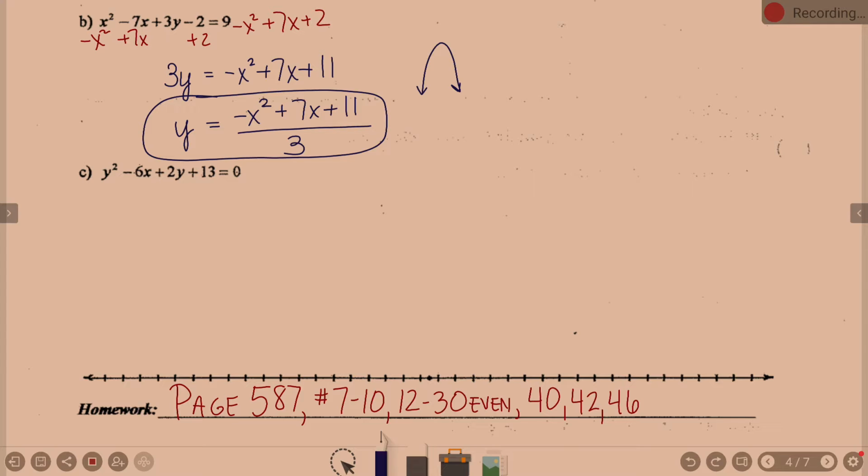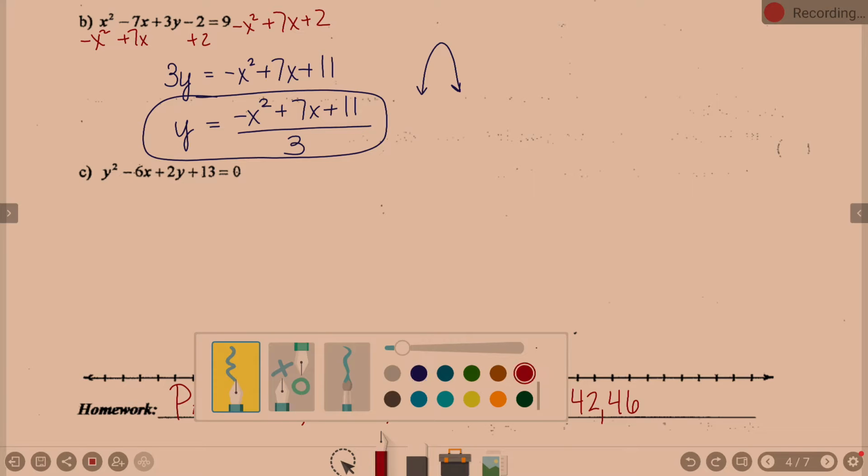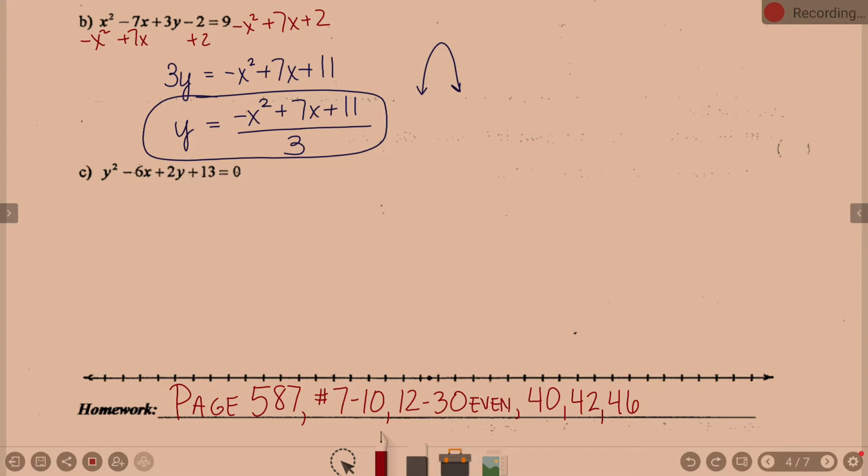Okay? I want to look at C. So if you can catch up with me real quick so we can look at C. And the reason I want to look at C, what do you notice in terms of y terms? There's 2 of them, but they're not both y terms. There's a y squared and a y to the first. This is when you have to complete the square. Is when you have a y squared and a y to the first. Because we're going to complete the square, and then this problem is going to be a lot like A.